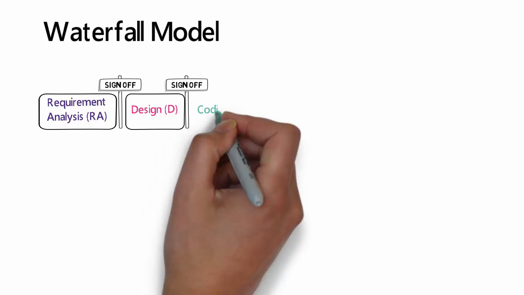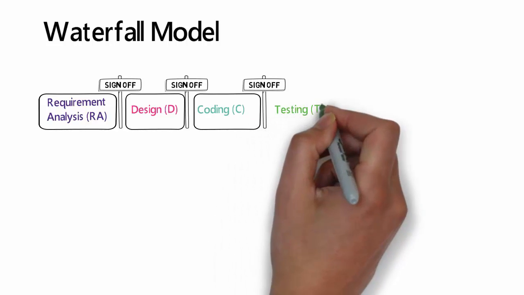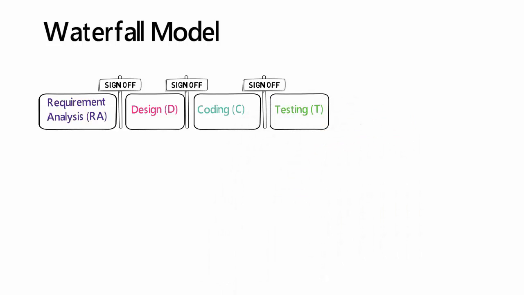The next step in the process is coding, where developers will write the code based on the design. The output of this process is a working software, ready for testing. The next step is testing the working software.